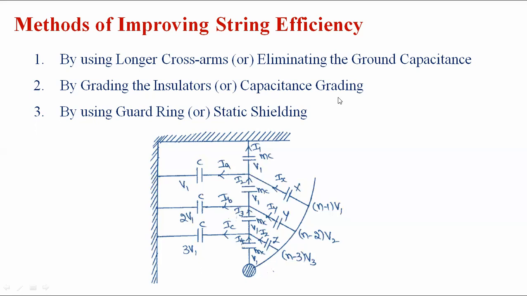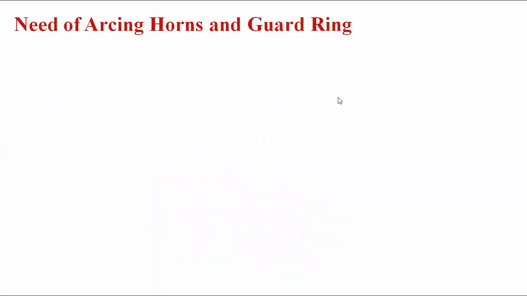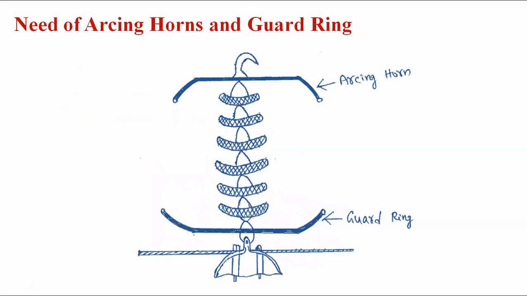And the last topic in the overhead line insulator is the need of arcing horn and then guard ring. What is the necessity of connecting the arcing horn and guard ring? Generally, insulators fail due to puncture and flashover. Once puncture appears between the conductor and the insulator, the voltage is not maintained in balance. The full voltage is not operated. And puncture means that once flashover takes place, the current flows to earth through the body of the insulator. At that time, the complete insulator fails.